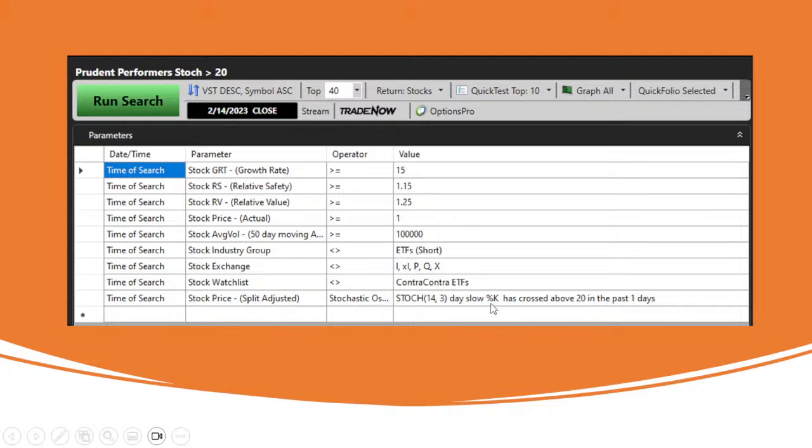However, notice the one-line parameter at the bottom. We are looking for the stochastics to have crossed above 20 in the last one day. Well, what do we know if the stock's price has crossed above 20 in the last one day? What has it done in the short term? It's pulled back, right? It's pulled back in the short term, and the crossover above 20 is a buying opportunity after a short-term corrective period within a nice, strong underlying trend, and that's what we're looking for.